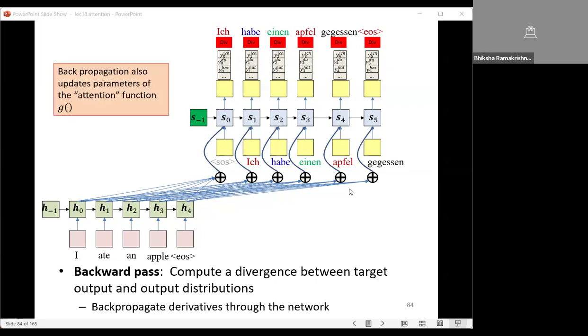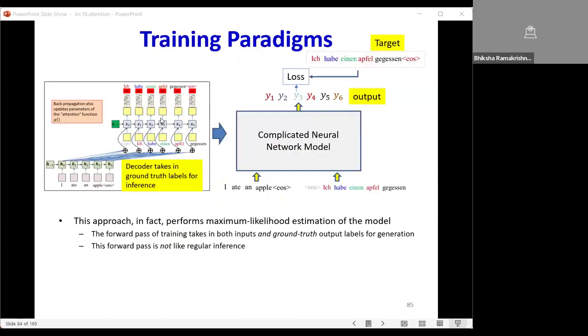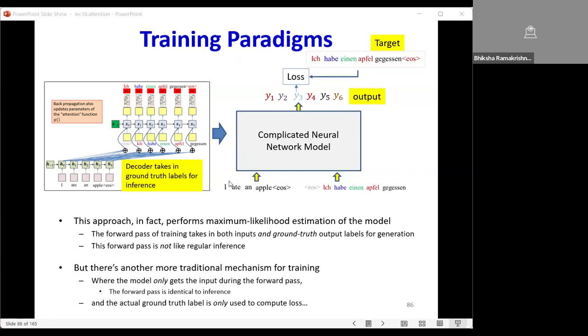And in the process of backpropagation, you would also be updating any parameters of the attention function. Because if you're performing a matrix product, there's a matrix in the middle that's a learnable parameter. You'd also be updating those parameters. Now, here's the key piece. When I give it both the input and the output, this in fact performs what is called maximum likelihood estimation of the model. The forward pass of training takes in both inputs and the ground truth labels for generation. So the forward pass, as we just saw, is not like regular inference because both of these are going in. Whereas in regular inference, only this would go in. This would not go in.